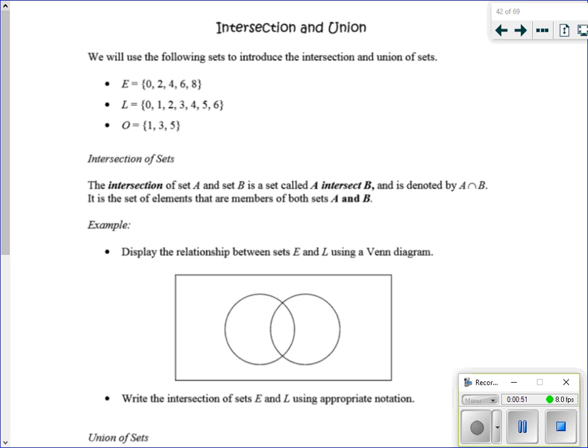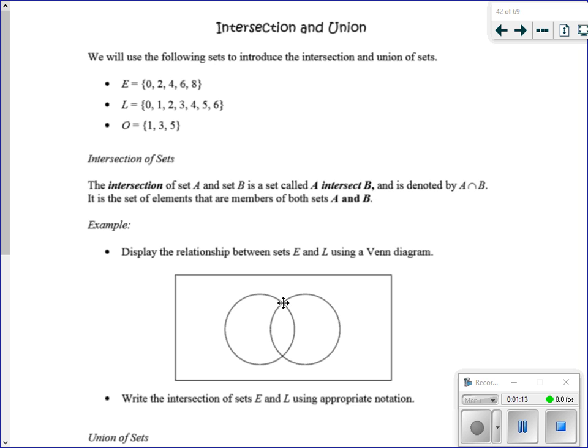Okay, the first one we're going to talk about is intersection. And that is just like it sounds like. On a Venn diagram, that is any elements that are a part of both sets, where the two sets intersect. So any elements that would belong in this middle section on the Venn diagram. Okay?